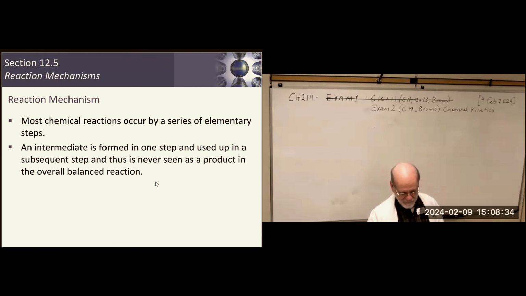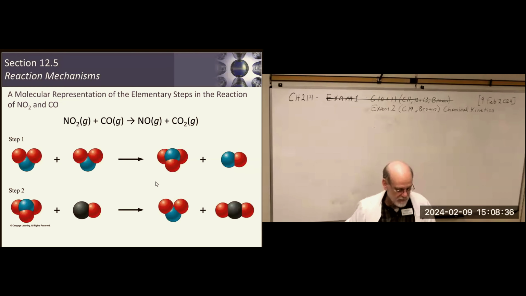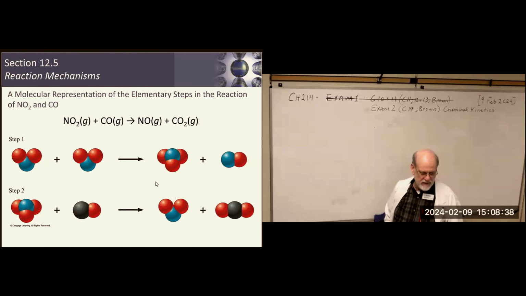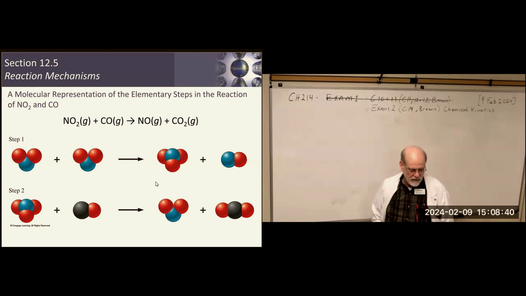Those are elementary steps. Okay, here's an example. NO2 plus CO yields NO plus CO2. This has been determined to be a 2-step reaction. So the first one there, right here, see that? No, you don't see that. It's not showing up over there.